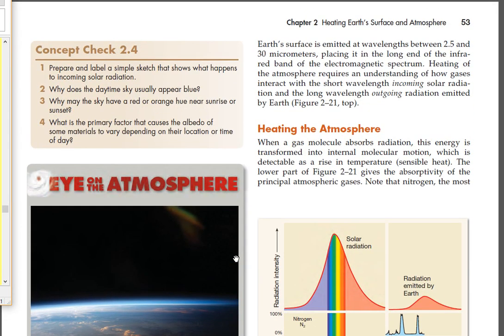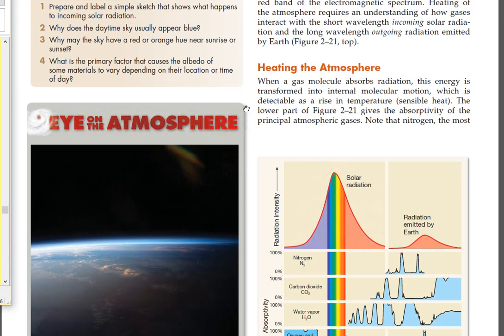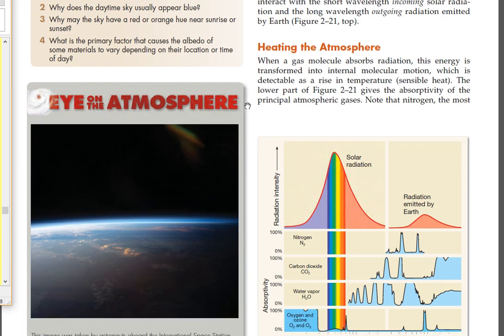Heating of the atmosphere requires an understanding of how gases interact with the short wavelength incoming solar radiation and the long wavelength outgoing radiation emitted by Earth. Figure 221, top. Heating the atmosphere. When a gas molecule absorbs radiation, this energy is transformed into internal molecular motion, which is detectable as a rise in temperature, sensible heat.